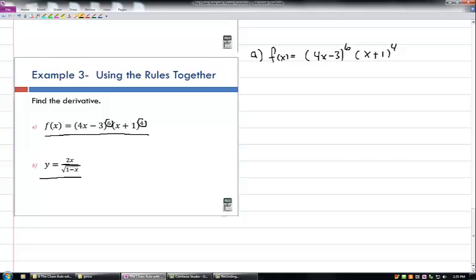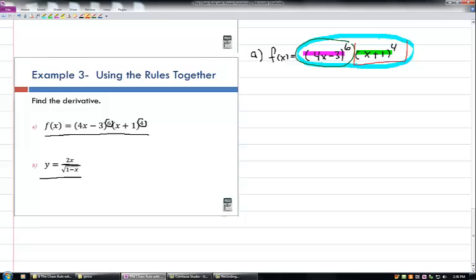If you choose to use the chain rule first, realize you have to choose which one you're going to apply the chain rule to. Are you going to apply it to this first function here? All right, let's use the highlighter. Or am I going to apply it to this second function here? Because you have to make a choice, you have to realize the chain rule will only apply to one of these and not the other. Whereas if you choose to use the product rule, you'll be using both of these, because your first function will be 4x minus 3 to the 6th, times your second function, which will be x plus 1 to the 4th.